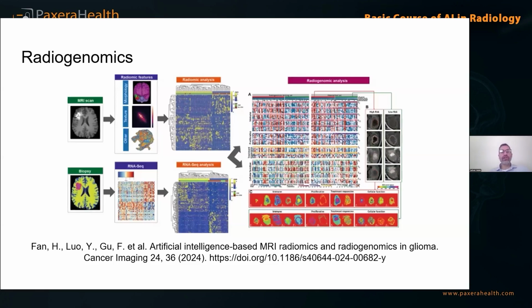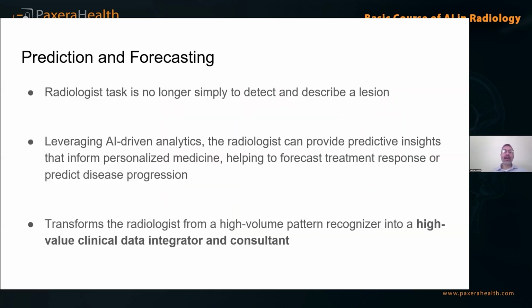So this whole idea of prediction and forecasting, right? The radiologist's task is no longer to detect and describe a lesion, but with your AI analytics, you can provide predictive insights, right? Inform personalized medicine, forecast treatment response, and predict disease progression. So you become the radiologist or the clinician. You're empowering the radiologist to become a high value clinical data integrator and consultant. So we're not only aggregating, we're integrating, we're predicting. This is beyond description and giving differential diagnoses, but actually saying what we really think this could be.